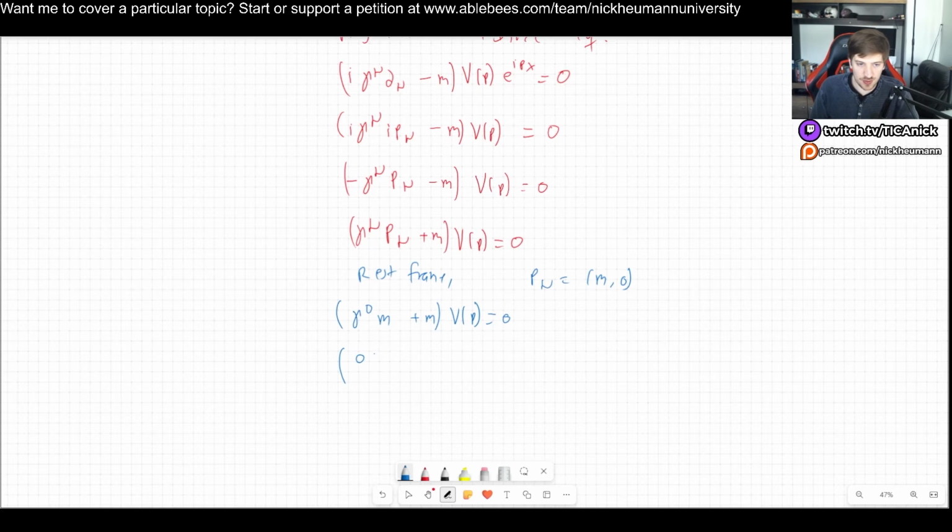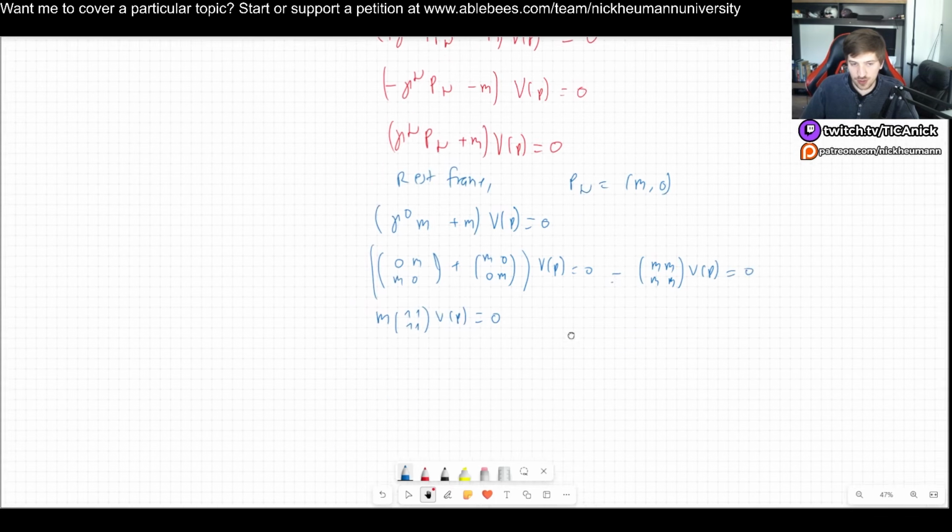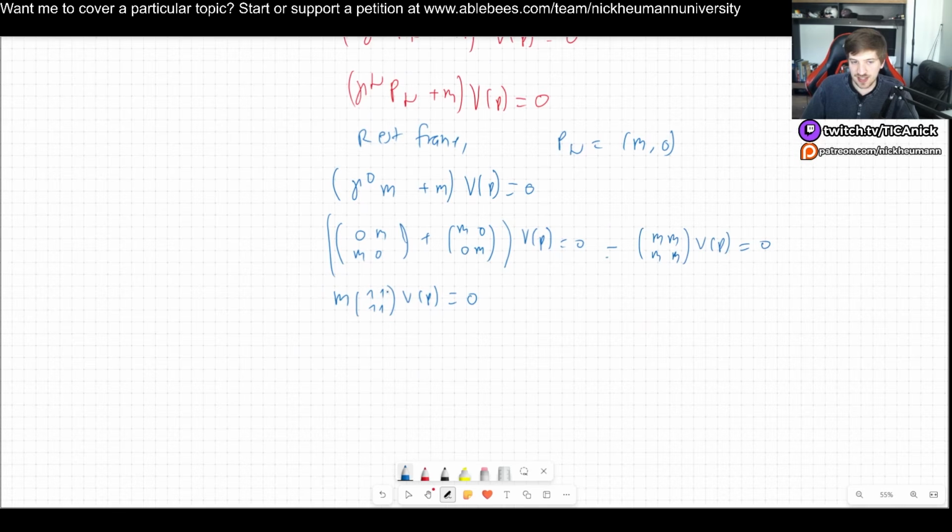So we can again write this as, this would be 0 m m 0 plus m 0 0 m, keeping in mind there's an invisible identity next to that m, v of p equals 0. So this is simply going to be m, m, m, m, vp equals 0. So basically m times 1, 1, 1, 1, vp is equal to 0. So again, basically the same as before, but we just had a couple minus signs inside.